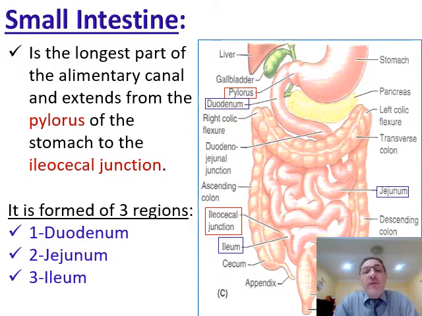Small intestine is formed of three parts: duodenum, this part, then jejunum, then ileum, and here the ileum ends at the cecum. We call it ileocecal junction. The length of a small intestine is about 6 meters. The jejunum forms 2.4 meters and the ileum forms 3.6 meters.